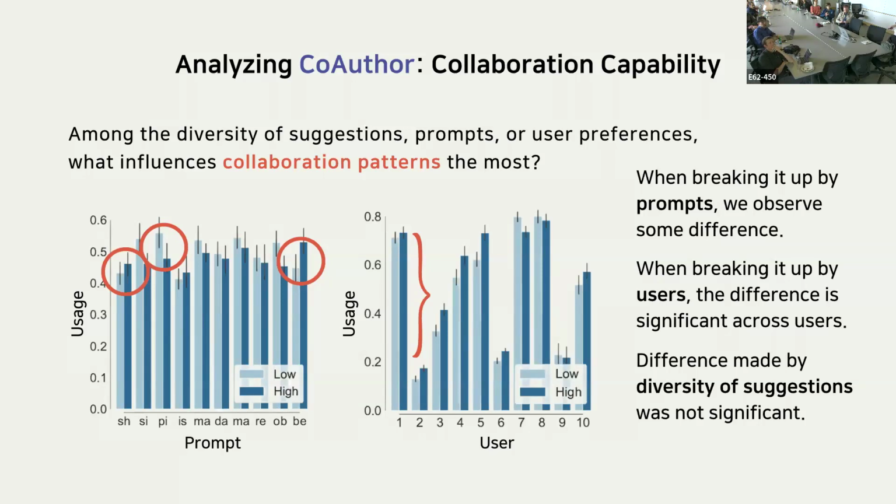And the TLDR was that basically the user preference really dominated the collaboration patterns that we saw in this experiment setting. So these are the top 10 users who wrote the most stories. User one, regardless of diversity of suggestions and regardless of the prompts, likes using suggestions. Whereas user two writes their text much more than user number one. So yeah, we do see that user preference was kind of dominant in this data set.